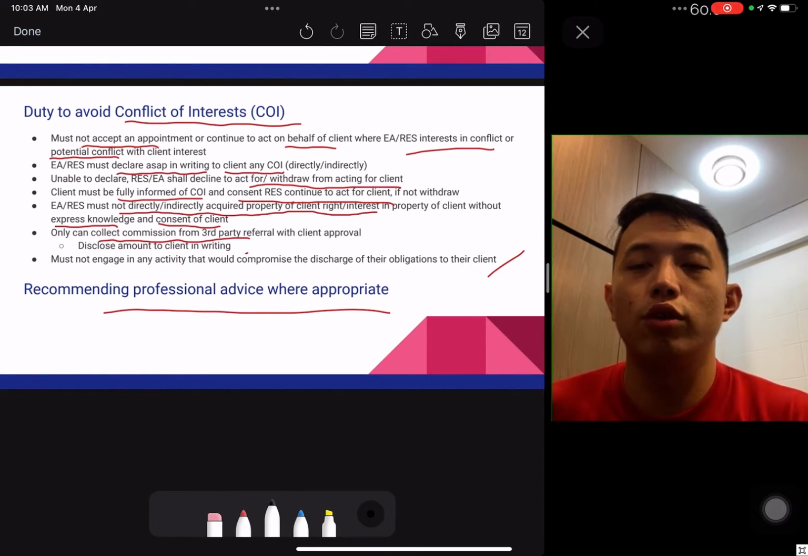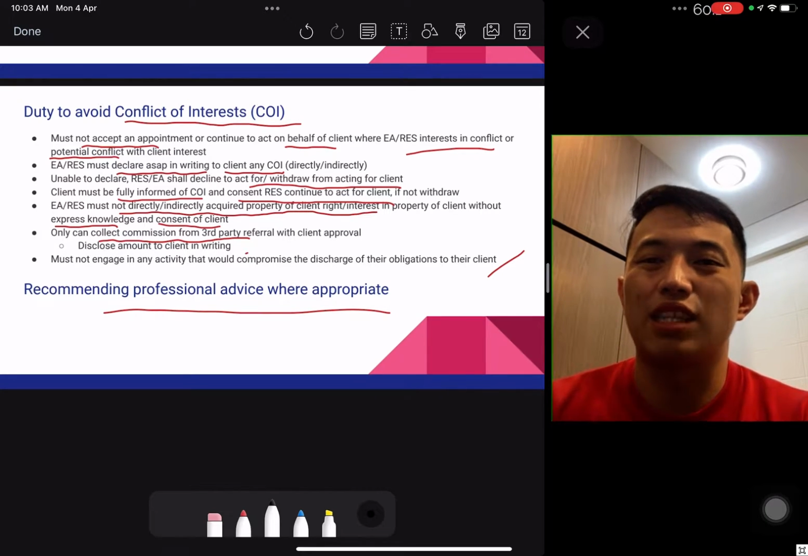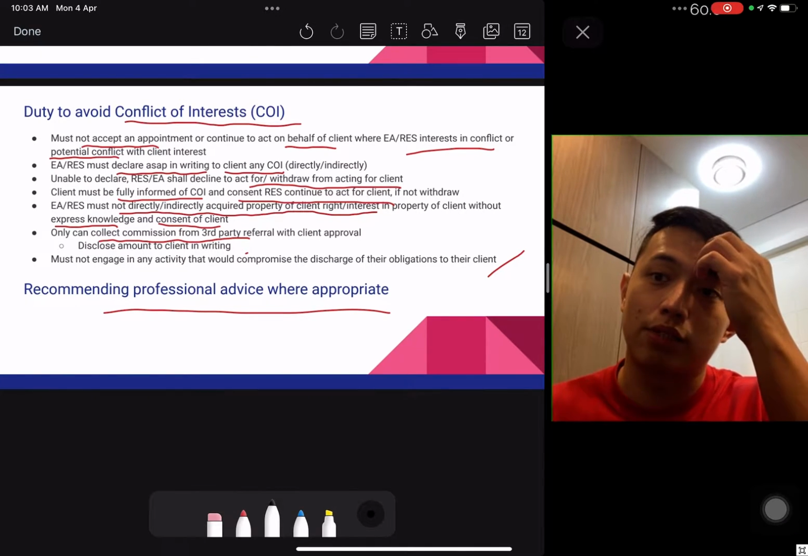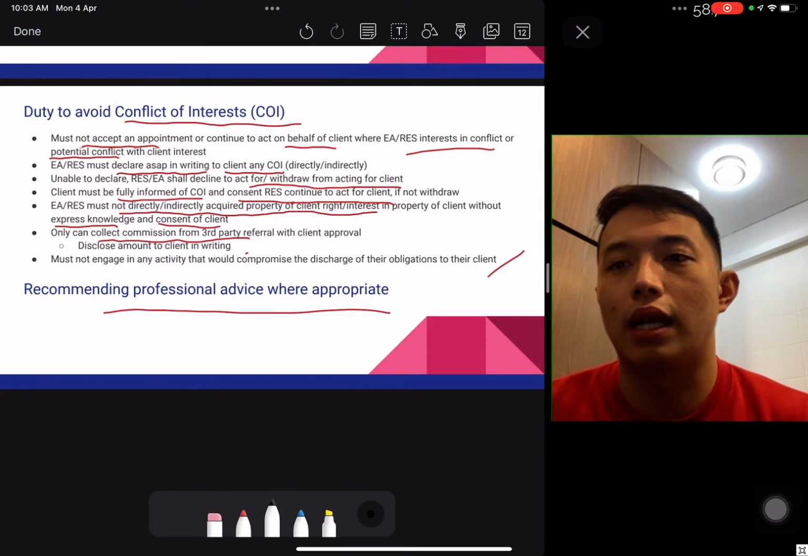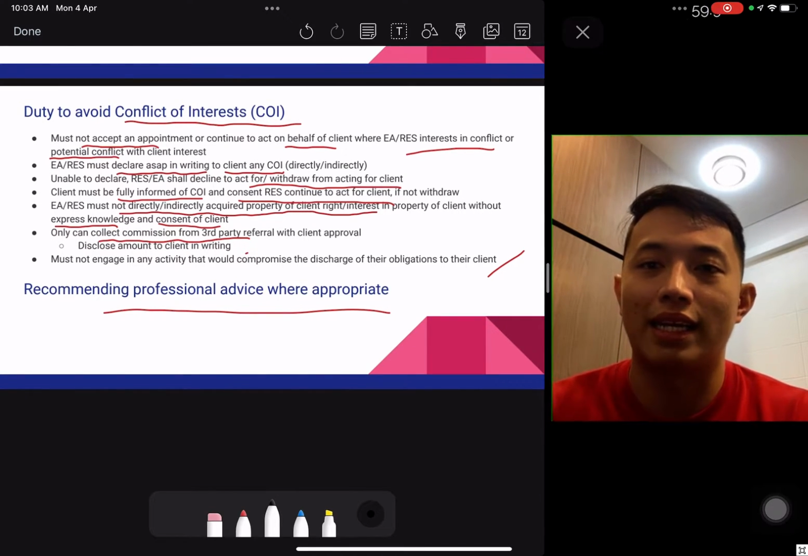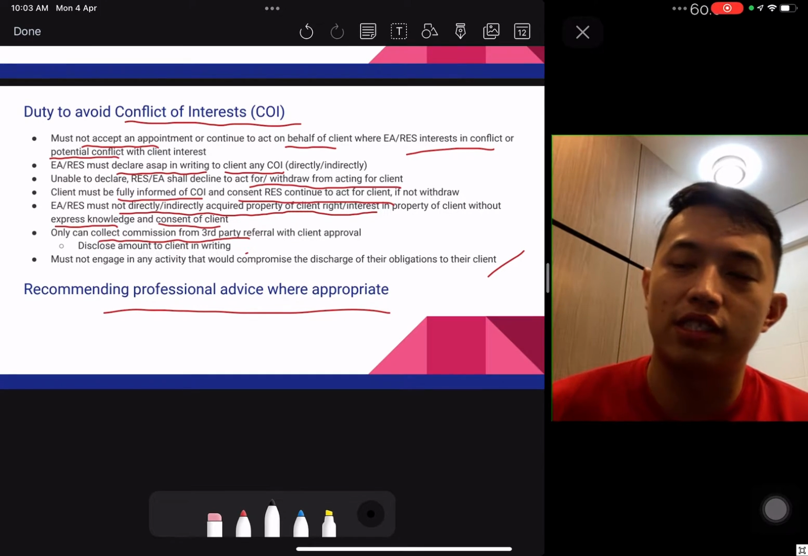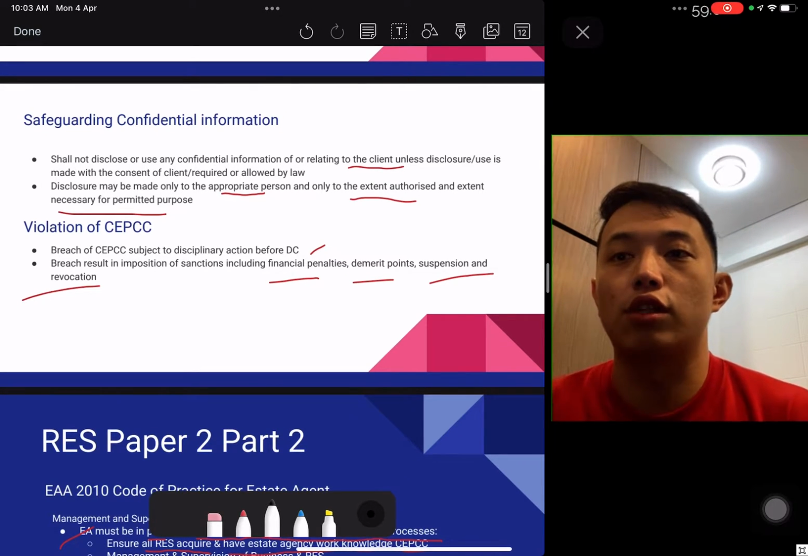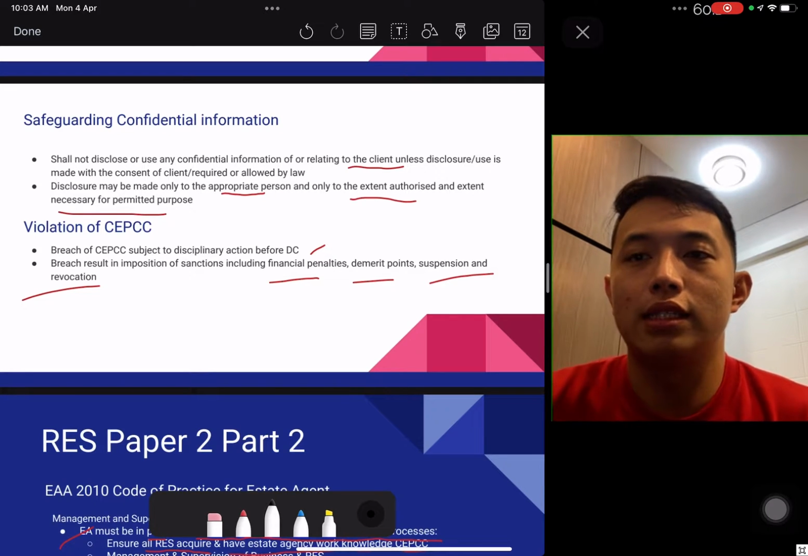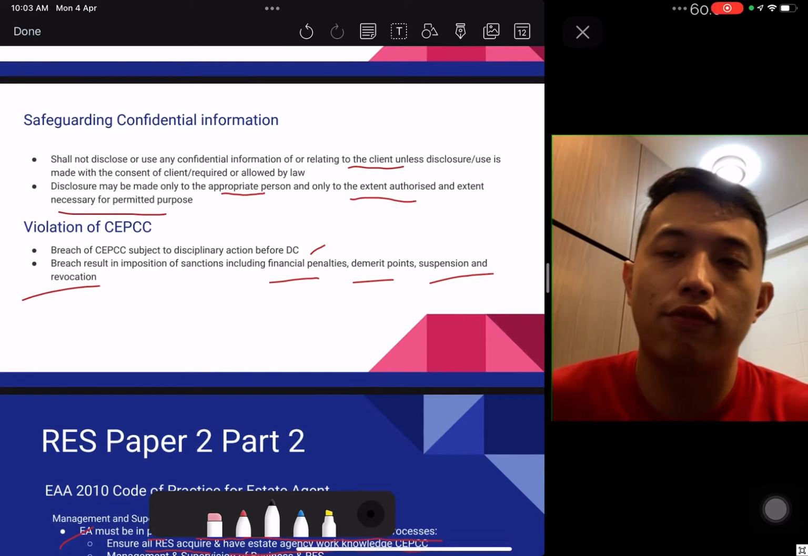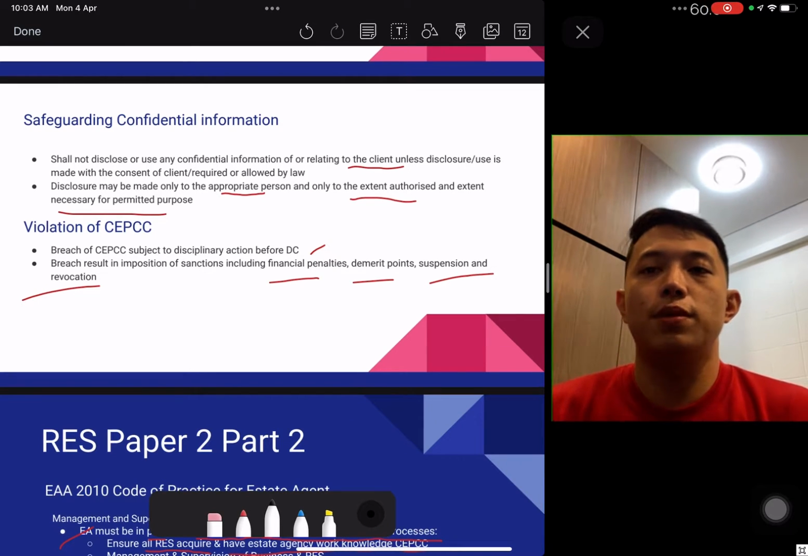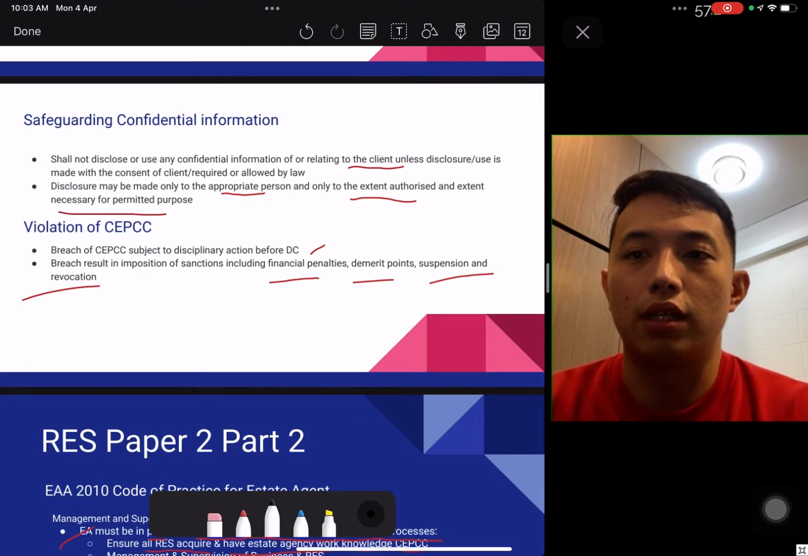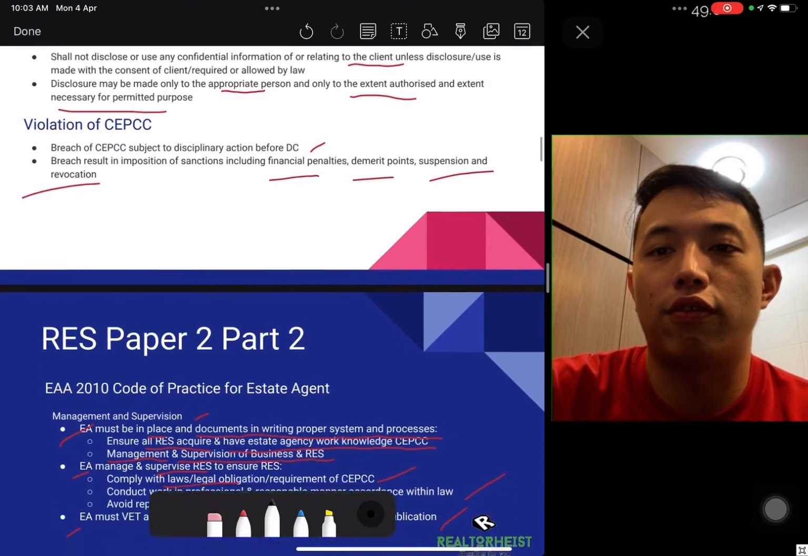Okay, you can only collect a commission from a third party with the client's approval, such as a bank referral or other referrals. So do not engage any parties that compromise your discharge of obligation to the client. We always recommend professional advice if necessary. Safeguard confidential information. Do not disclose your client's information to anyone else unless it is made to an appropriate person or authorities, for permitted purposes only. Any violation of the CEPCC is subject to disciplinary action before the disciplinary committee. So there is a fine, demerit points, suspension, and revocation of license.